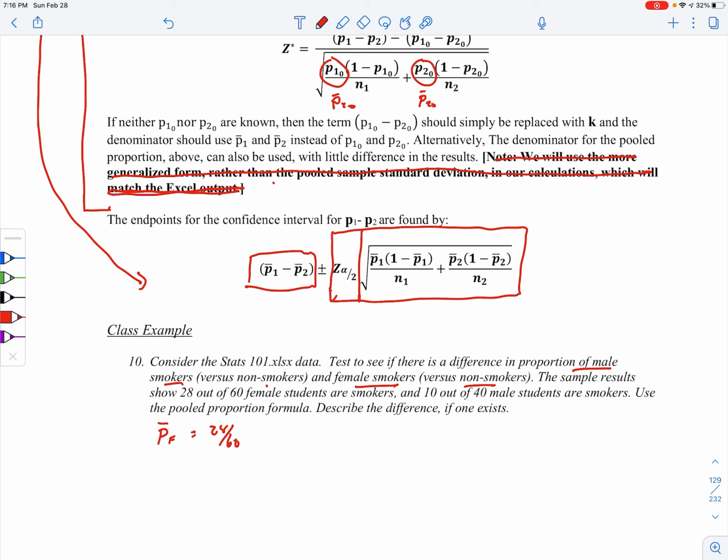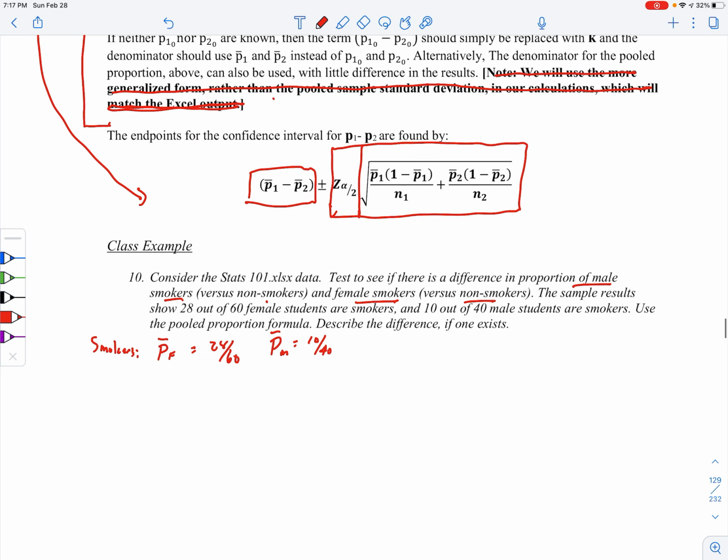Actually, I don't think I did do that as a decimal value there. I just kept it as the fraction there. That's fine. And then for the males, it's equal to 10 out of 40. Of course, that's equal to a quarter. And so that's the proportion of smokers, right? That's an important thing to keep in mind here. All right, now let's take a look at how that works.